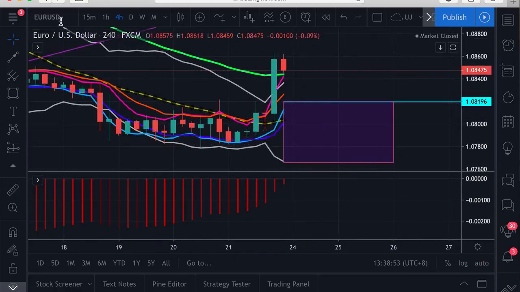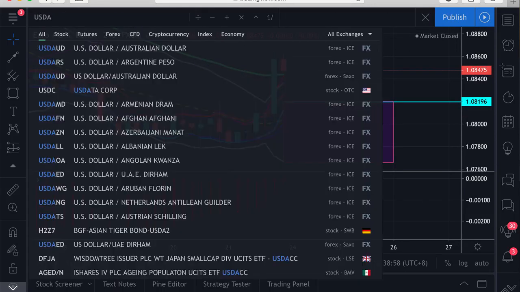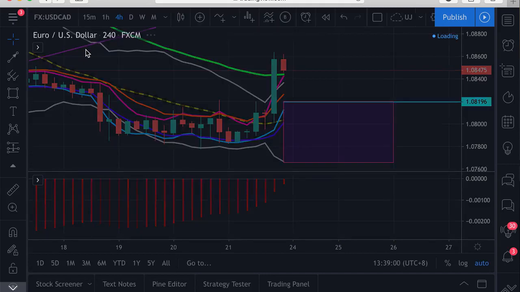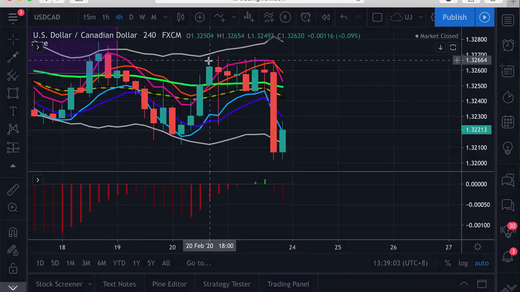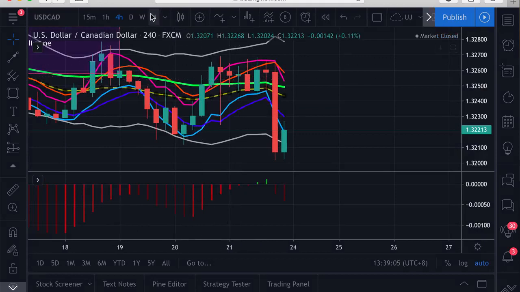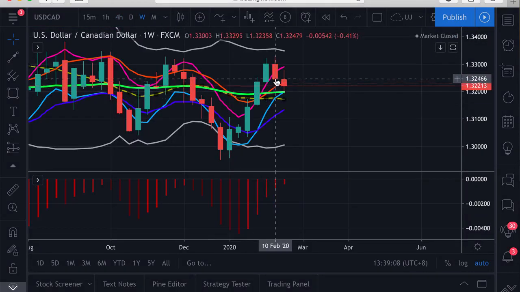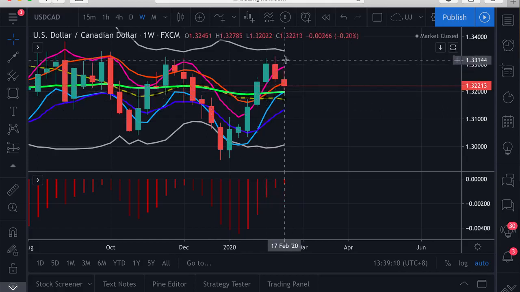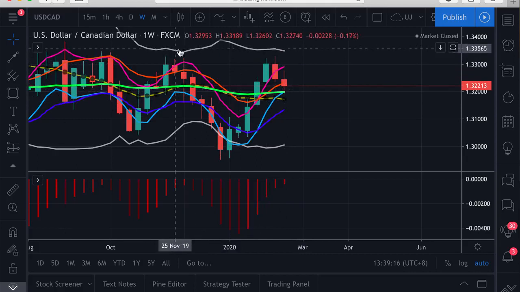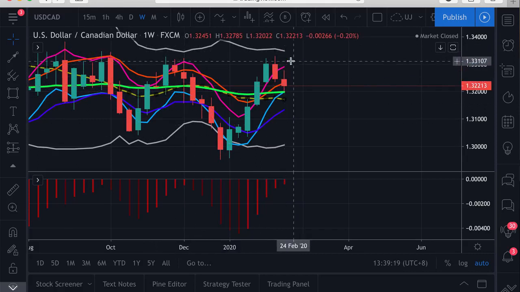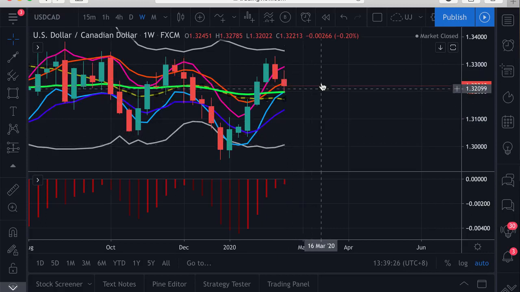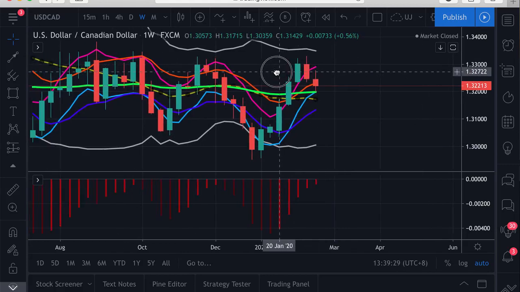Okay, next pair, USDCAD. So for USDCAD in the weekly time frame, we can see that the price is above the mid BB. However, if we observe properly, we can see that the Bollinger Band is flat. So this means the price is in a weekly range, it's going to bounce off the top BB to go to the low BB and vice versa. So in this case, we take this as a re-entry sell.